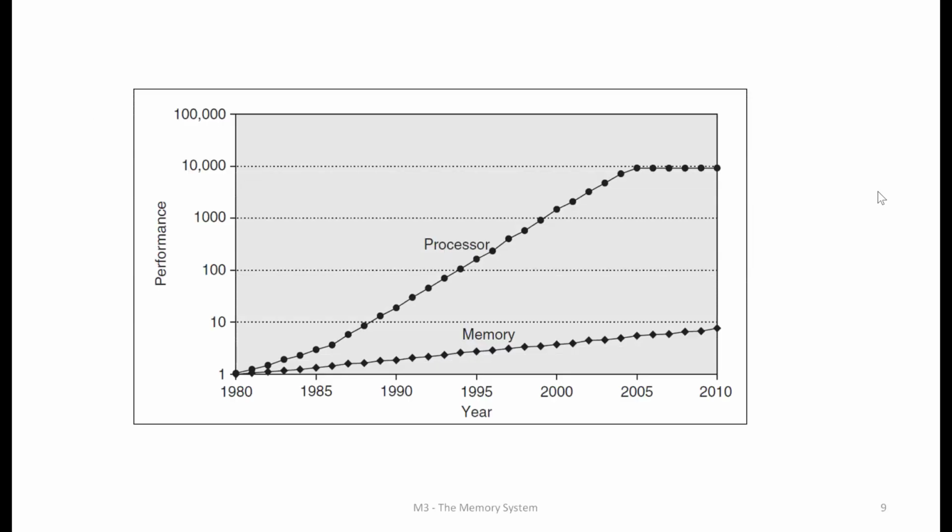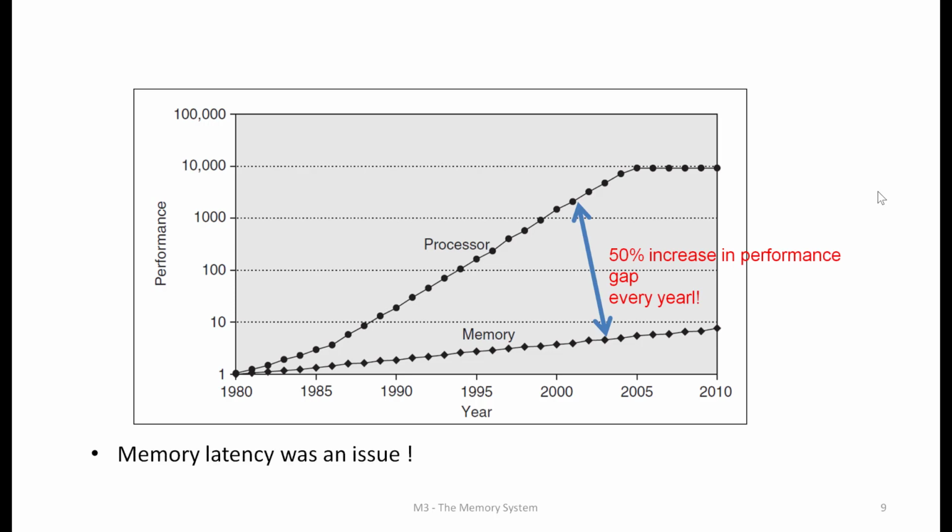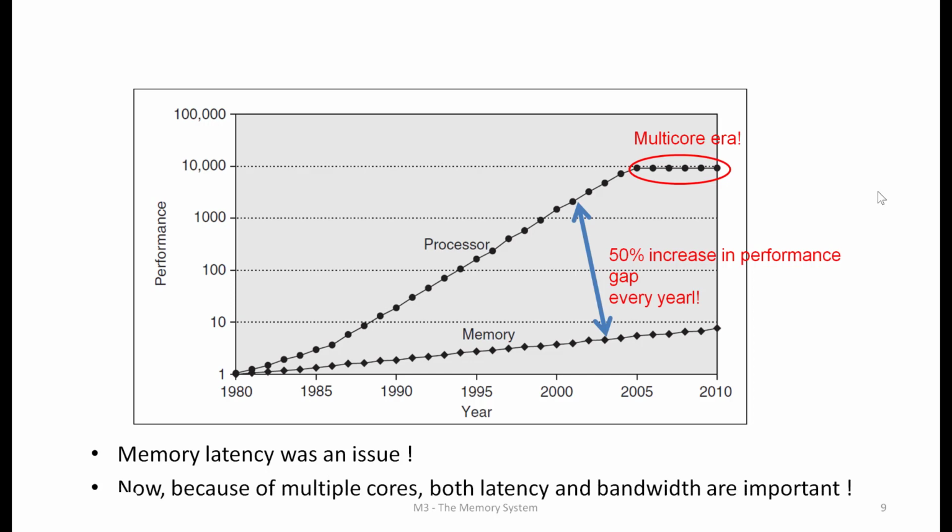Further, over the years, both the memory speed and the processor speed have increased, but the rate at which the memory performance has increased is much slower than the processor speed, and sometime around 2005 we moved from single core to multi-core. Till that point the memory's latency was an issue, but post that in the multi-core era we have the issue of the memory latency and memory bandwidth.